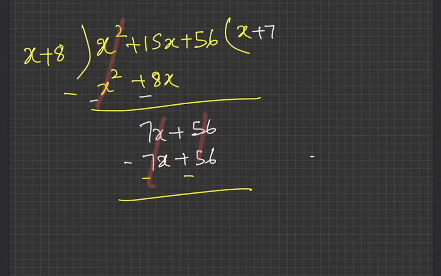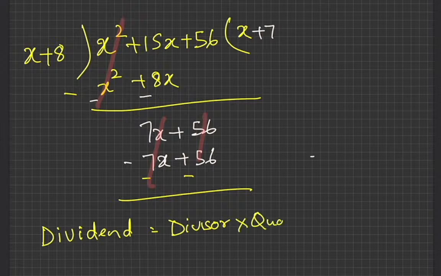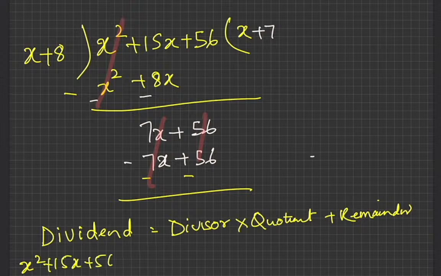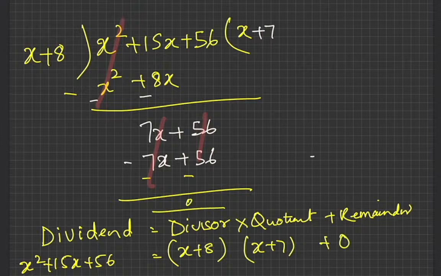So now, using dividend is equal to divisor times quotient plus remainder. So my dividend is x squared plus 15x plus 56. My divisor is x plus 8. My quotient is x plus 7. And my remainder is 0.